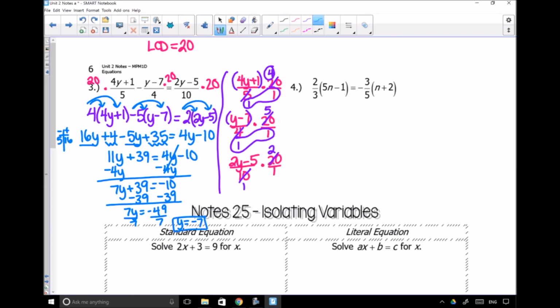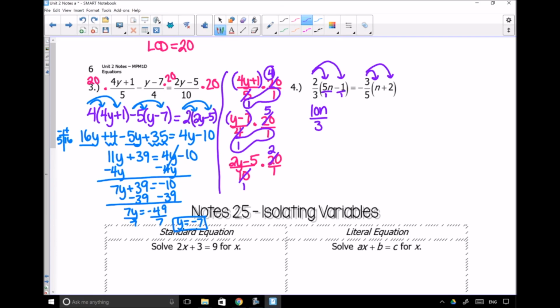Okay, so let's take a look at question number 4. In question number 4, the first step that we have here is we need to distribute. So I need to distribute this 2/3 right here and this negative 3/5 right here. Well, 2/3 times 5n over 1, I multiply my numerators. So 2 times 5n is 10n. 3 times 1 is 3.